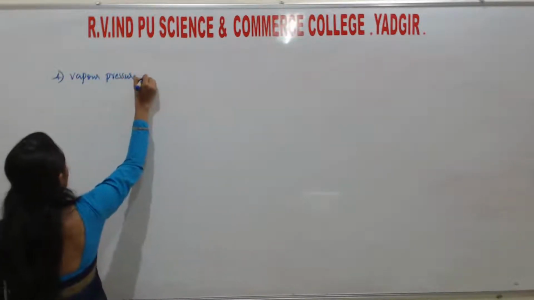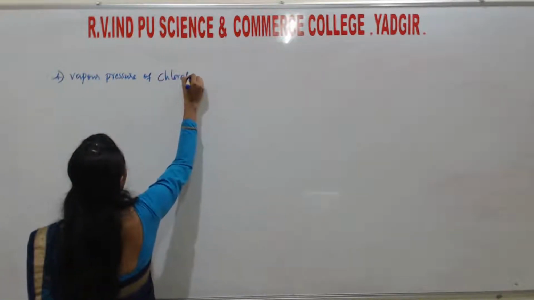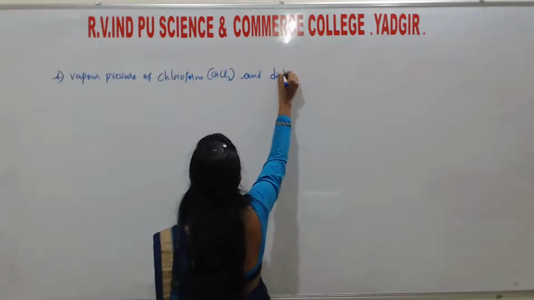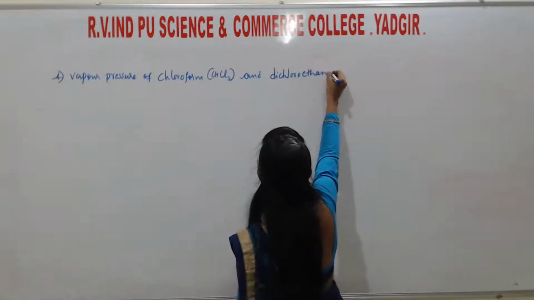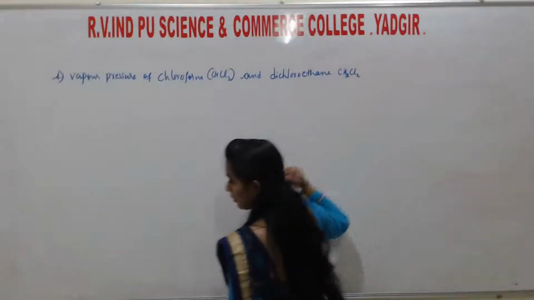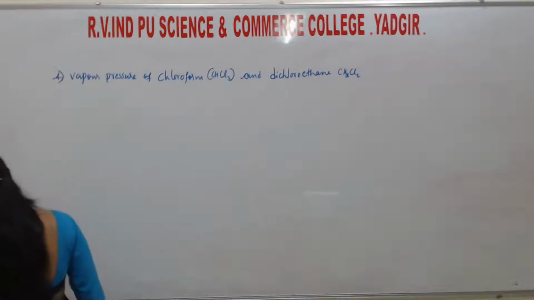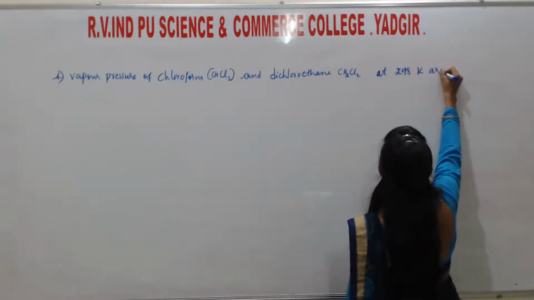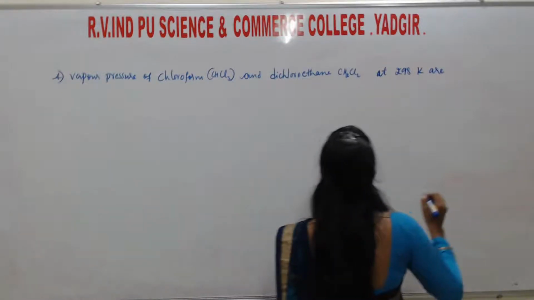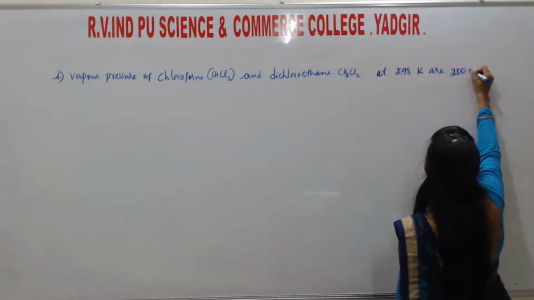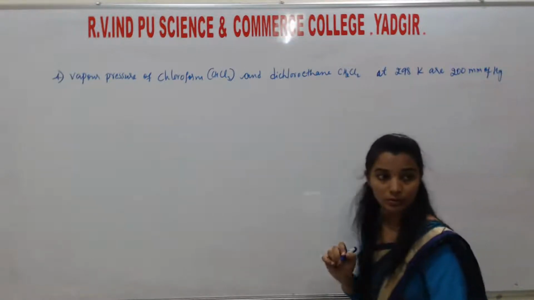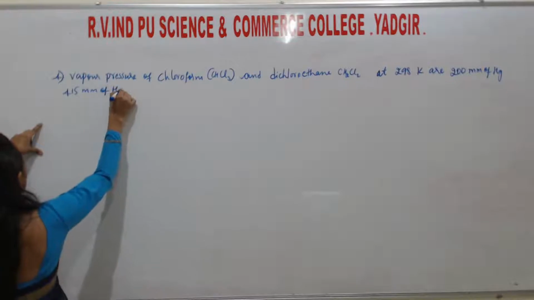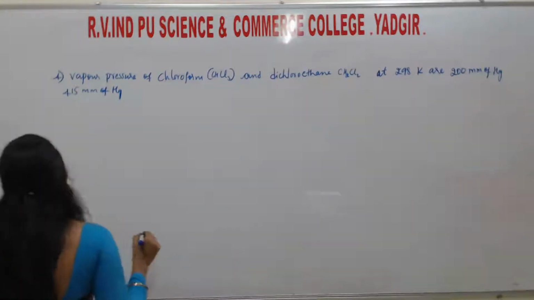Vapor pressure of chloroform, that is CHCl3, and dichloromethane, CH2Cl2, at 298 Kelvin are 200 mm of Hg and 415 mm of Hg respectively.